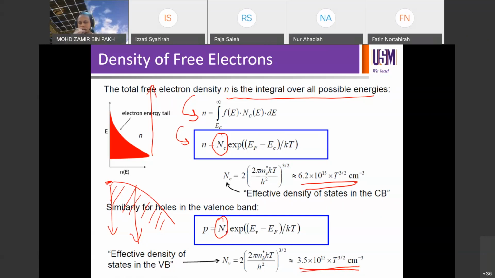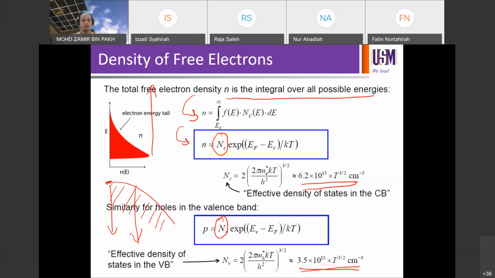So when you do the calculations later on, don't be confused when you want to use either NC or NV. If you want to calculate electrons, then NC. If you want to calculate holes, then NV. It's also applicable for the calculation of your FE. If you want to calculate for electrons, use FE. If you want to calculate for holes, use 1 minus FE.